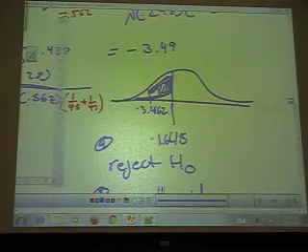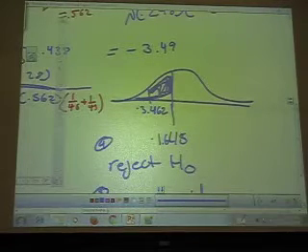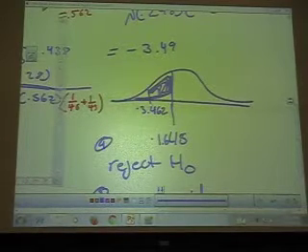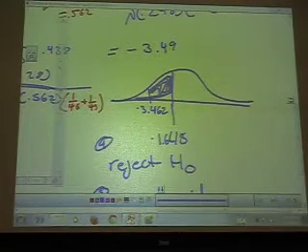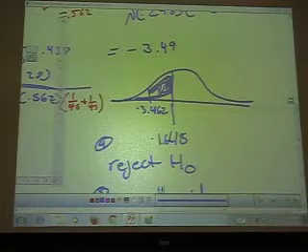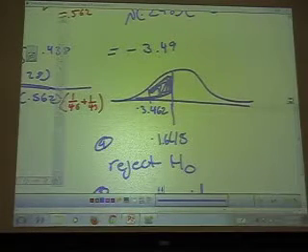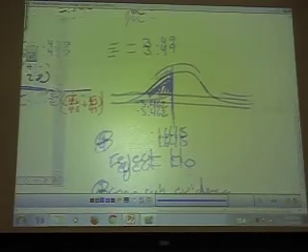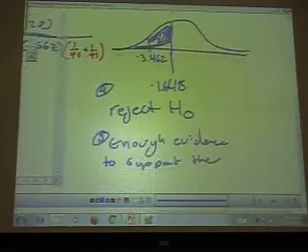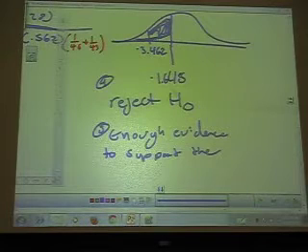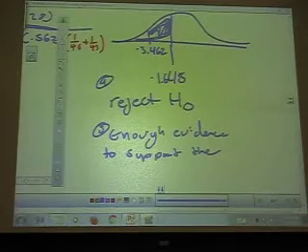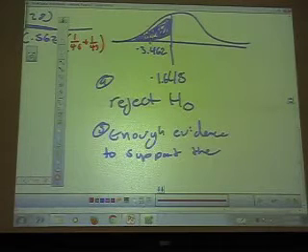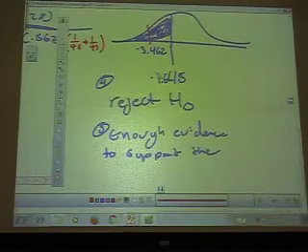Since it's inside the rejection area, I decided to reject the H naught. Great. And then I did step 5: there is enough evidence to support the claim. Okay, so first of all, I want you guys to make sure you shade this whole area. So that's clearly in the rejection area.